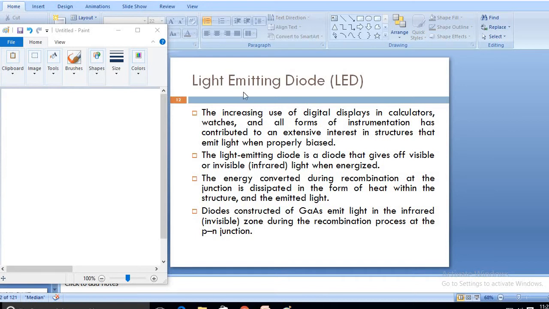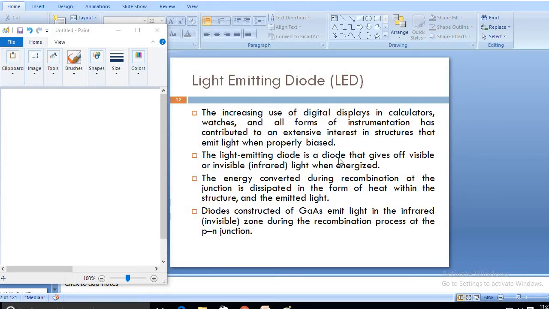Coming to this, the increasing use of digital displays in calculators, watches and all forms of instrumentation has contributed to extensive interest in structures that emit light when properly biased. When we properly bias the device, after the recombination, light will be emitted. That is exactly the LED. This is the feature of the LED.